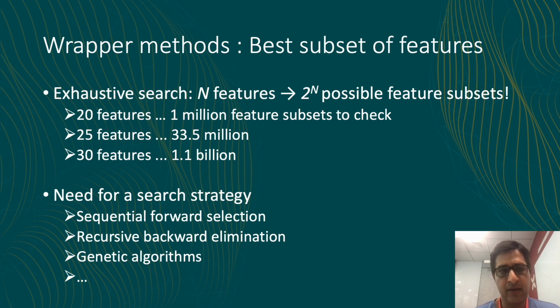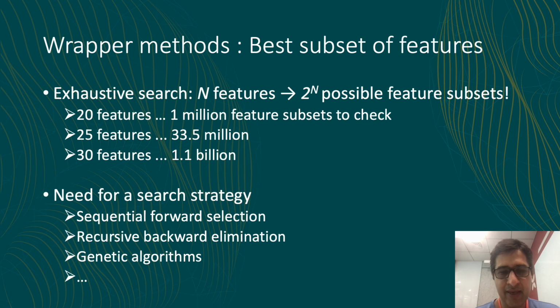In wrapper methods, the idea is to select the best subset of features that tend to perform the best. However, this is an exhaustive search. Given n features, there are 2 power n possible feature subsets that can be constructed. And as you can see from the slide here, this 2 power n tends to blow up quite significantly and fairly quickly. Even for 30 features, the 2 power n combinations are over a billion. You can't think about training a billion models and then trying to figure out which one is best out of those.